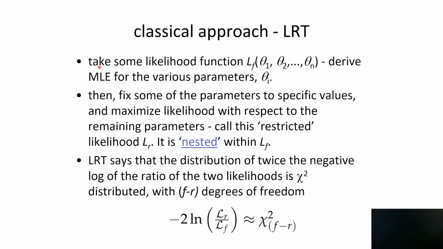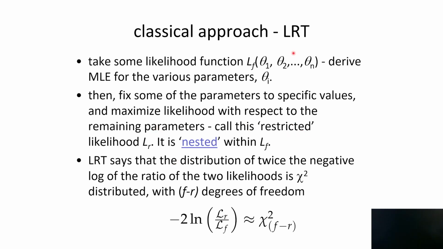So suppose that you've got some likelihood function, and that's what we did talk about a fair bit last time, is you can derive these likelihood functions, the likelihood of a parameter value or set of parameters given the data. You derive the maximum likelihood estimates for the parameters. Okay, so that's one model. And then maybe you fix some of the parameters to specific values and you maximize the likelihood with respect to those. Okay, so let's call this particular model, the second model, a restricted likelihood.